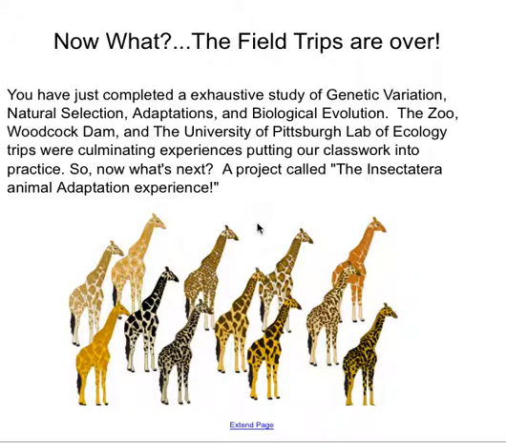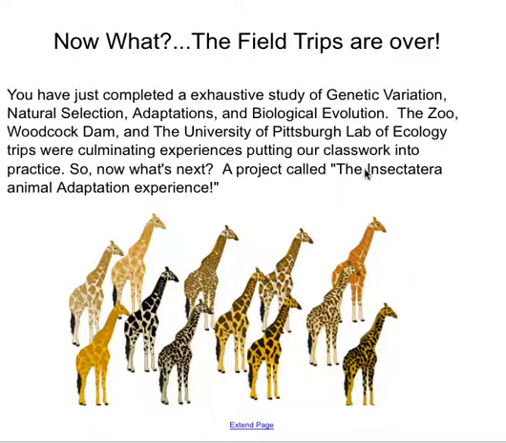As you remember about the Beatles, they had a song called Day Tripper, which was somebody who liked to go shopping all day. Well, you people have just spent your days out at the Lab of Ecology, Woodcock Dam, and at the zoo, putting into practice some of the things you learned about in regard to genetic variation, natural selection, and adaptations and evolution. So we're going to bring this to a closure by doing a special project, and we're going to have a fun day today. So this tutorial is going to tell you about the project and how to get it done.